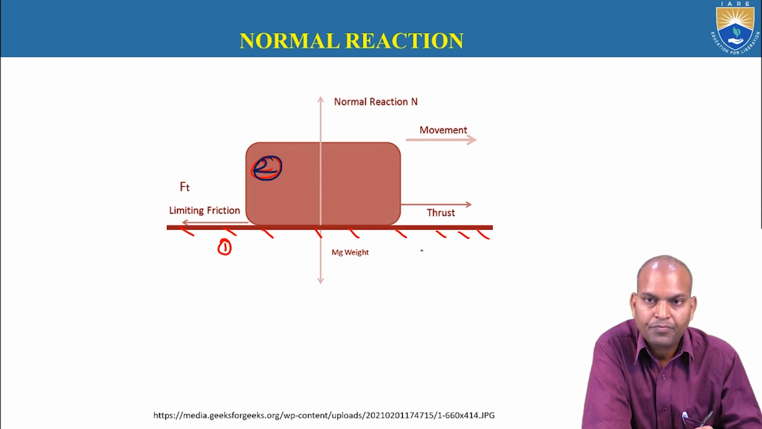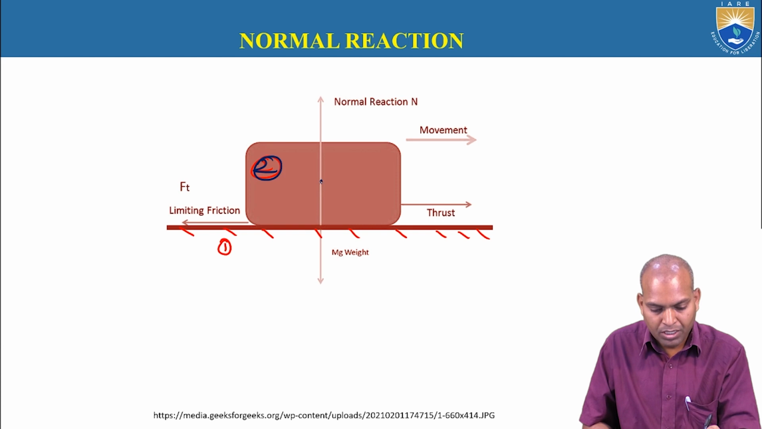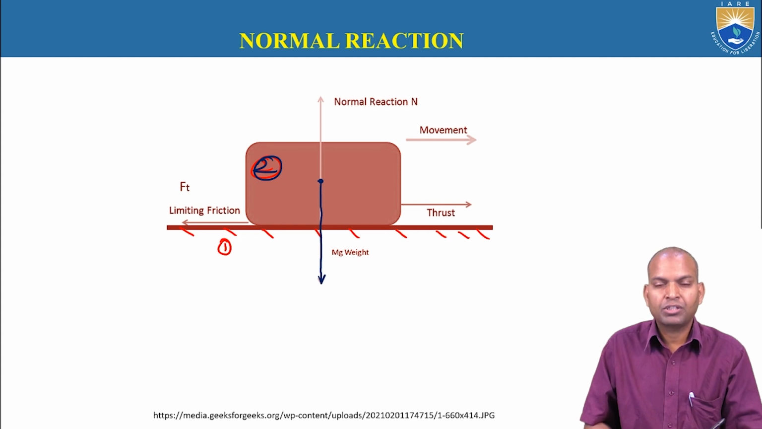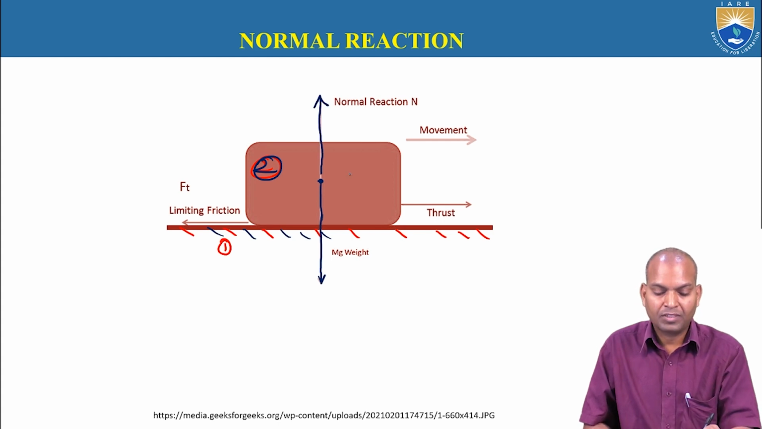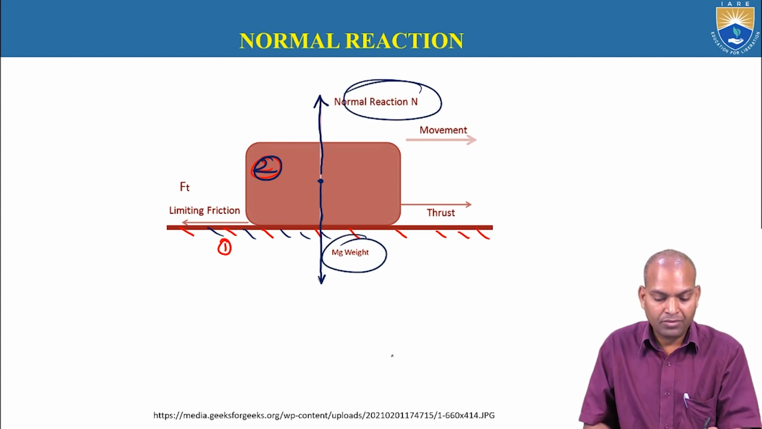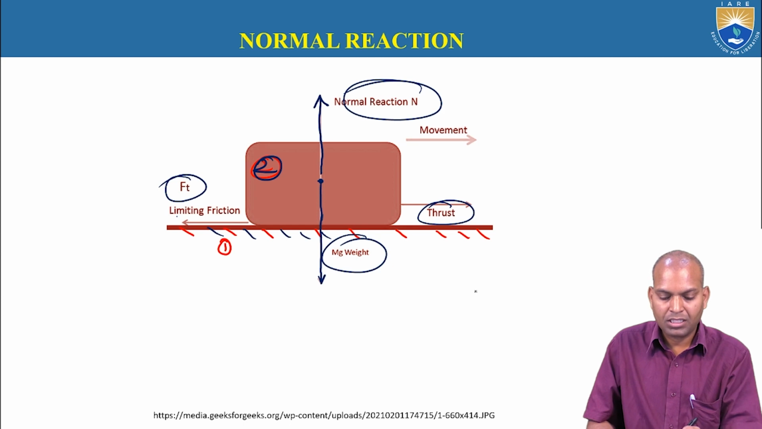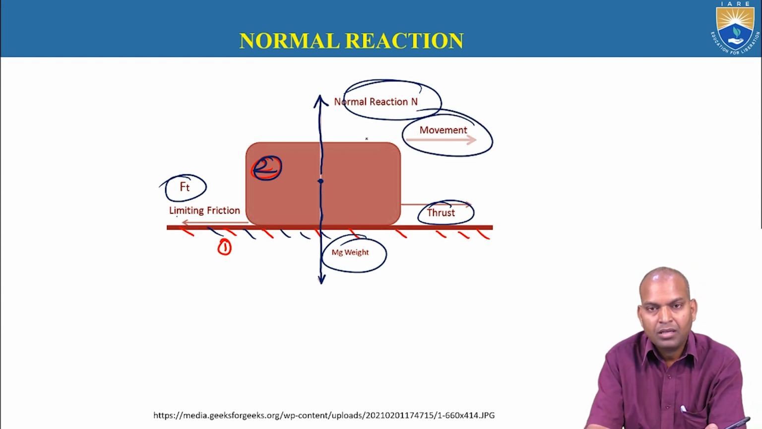It is body 2. Now, the weight of the body acts downwards, passing through the CG. There is a reaction which is normal to the surface; this normal reaction acts upwards, and it is equal to the weight. Here, as I mentioned before, the limiting friction and the thrust. The movement of the body is always in the direction of the thrust.